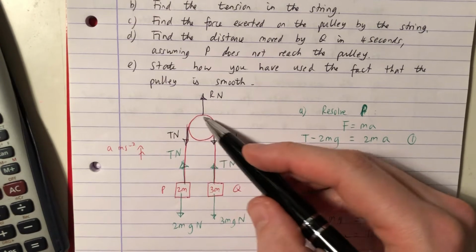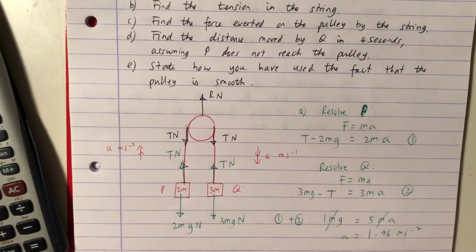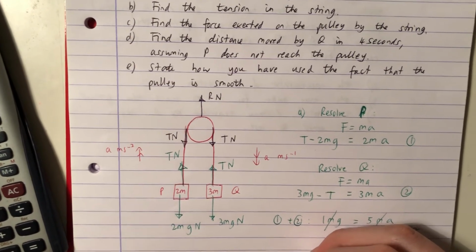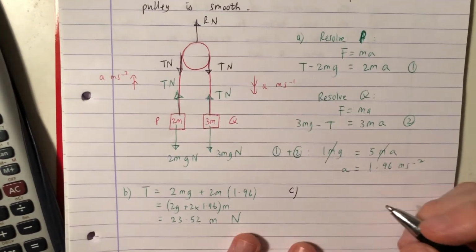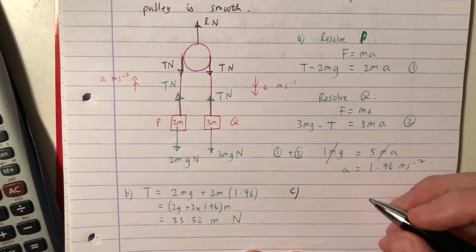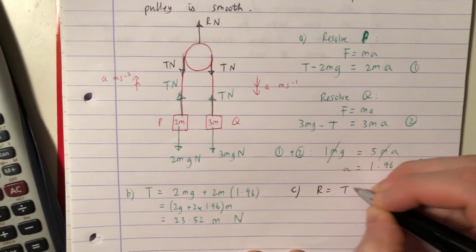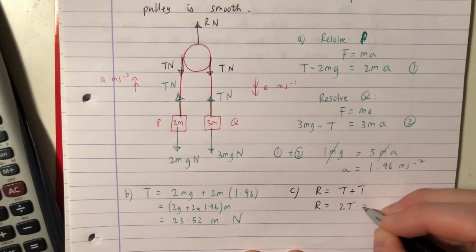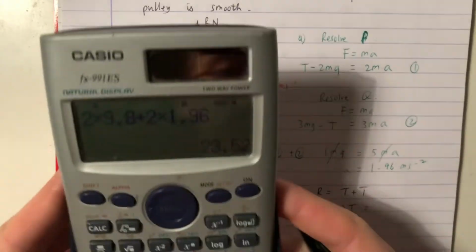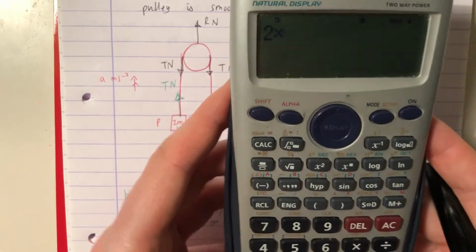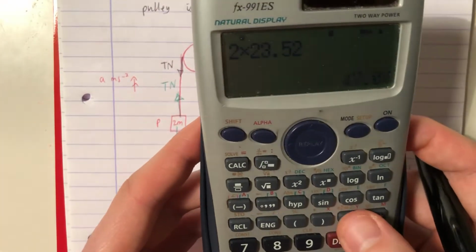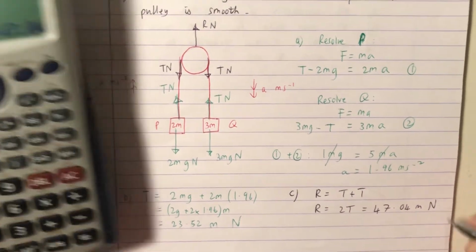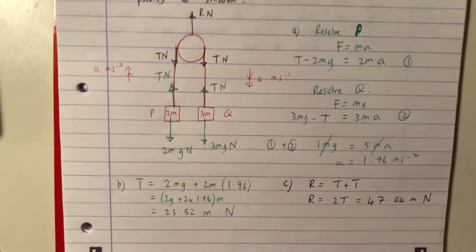And because this pulley is stationary, i.e. not accelerating, we can say for part C, all of the forces balance out with each other. So R equals T plus T, or R is equal to 2T, so double our previous answer. So 2 times 23.52 gives you 47.04m newtons, would be that.